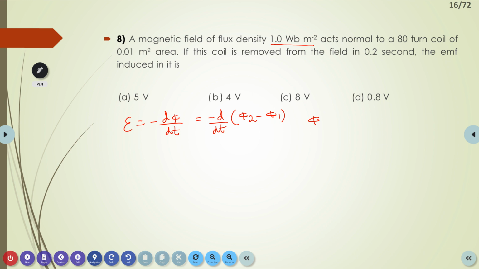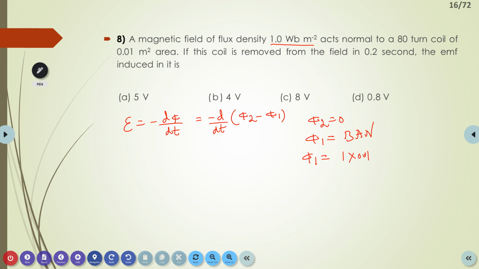Here, final value phi 2 equals 0. Why is it 0? Because if the coil is removed, there is no flux. But how to calculate flux? Initial flux phi 1 equals how much? What is the value of flux here? Initially 1 Weber per meter square. Okay, flux equals this equation: B A into N, that is phi 1 equals B value is given 1 into area. What is the area?